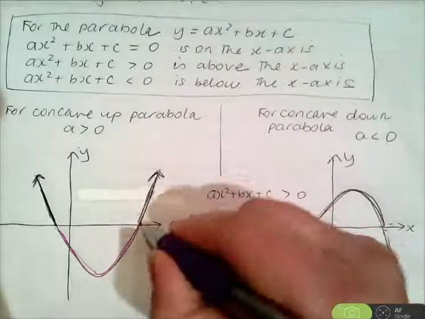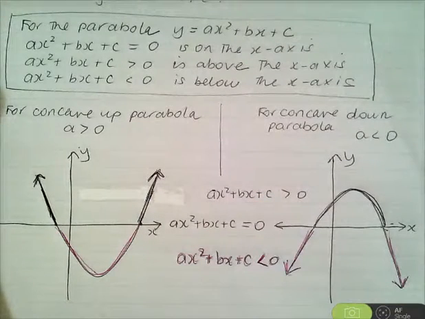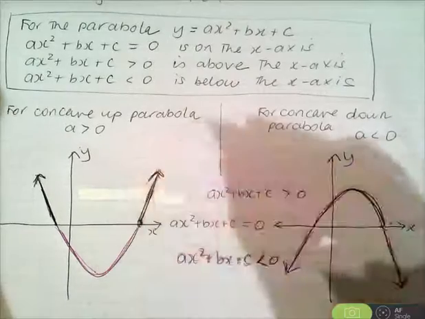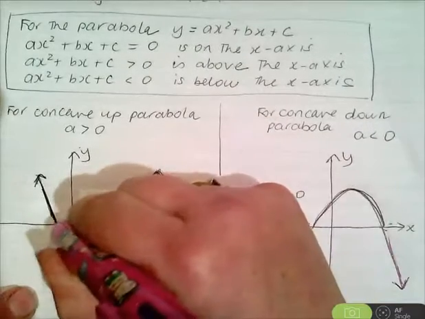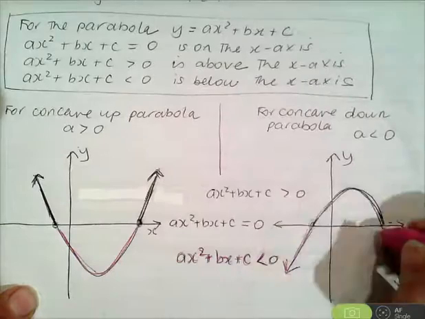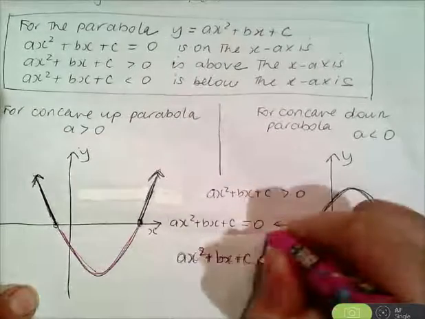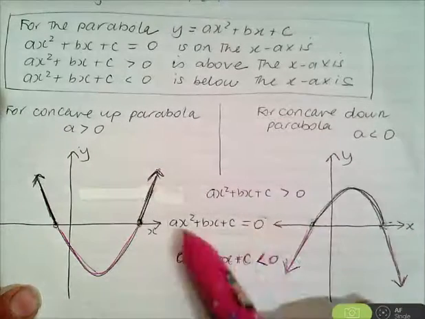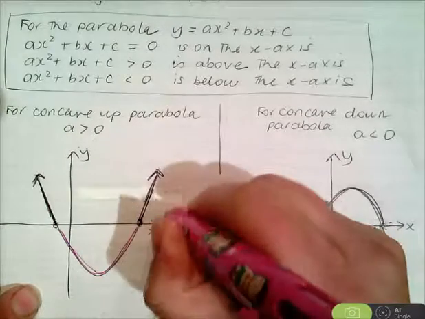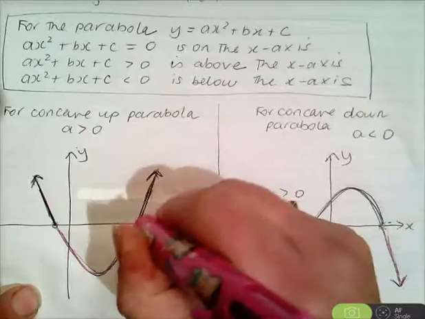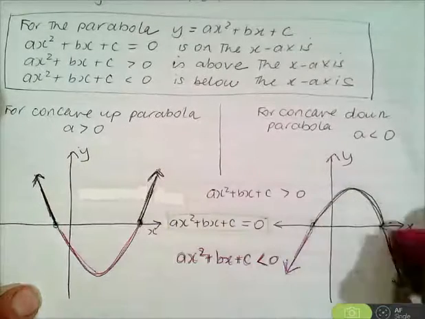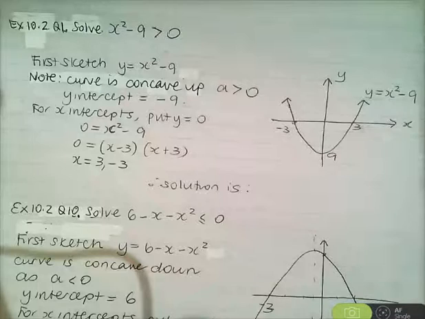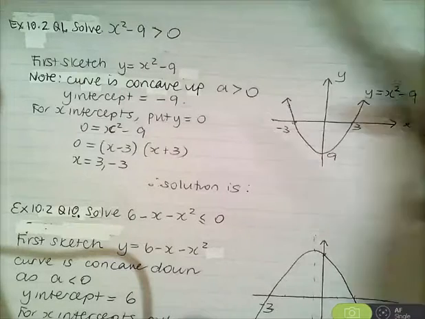And then exactly on the x-axis, I can do that in green, is where the parabola is equal to 0. So we've got the black area greater than 0 is above the x-axis, equals 0 is on the x-axis, so it's these points on the x-axis, and less than 0 are these bits below the x-axis. Now, you've already solved some of these earlier in the year, but this is revision.